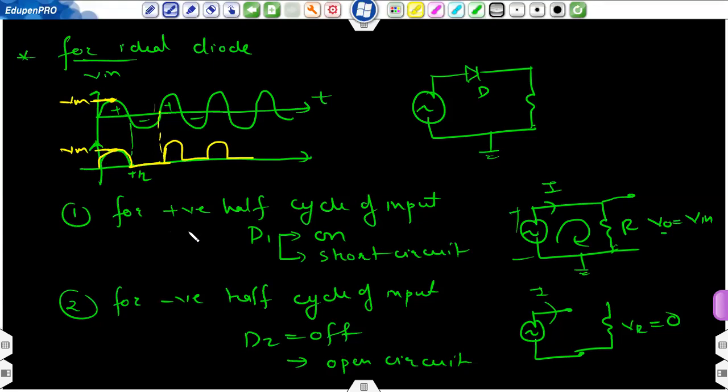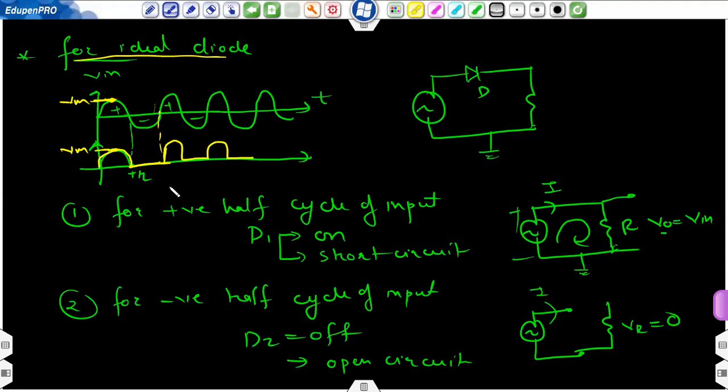And again, you are following the same thing. When the diode is on, replace it with its equivalent circuit. When the diode is off, open circuit it. That's it. These two things you have to apply again and again for all the applications. So this is the operation of the half wave rectifier for an ideal diode.